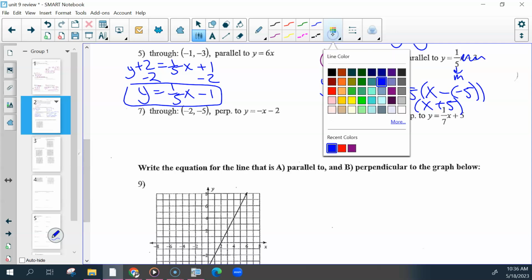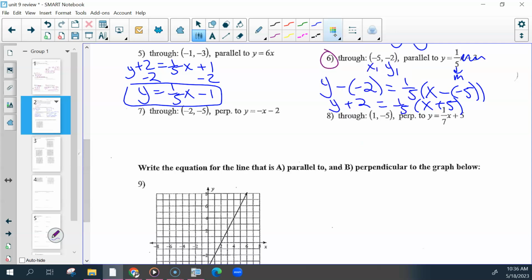8 is now perpendicular, so we have to change the slope, flip it, and make it negative. What would that new slope be? -7. You could just leave it as -7. You can get rid of that entire equation. You don't need it anymore. Now you have m, you have x1, and you have y1. And you're going to use that same formula as before. The rest of the steps are the same.